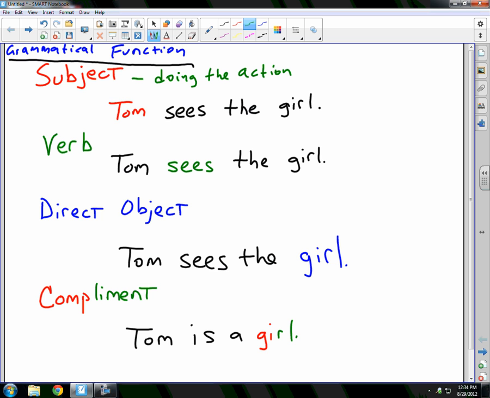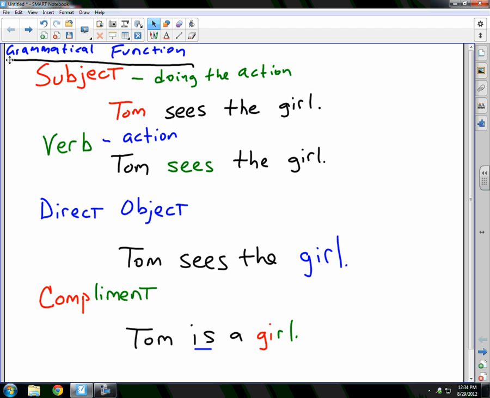The next sentence I have is the verb. The verb, Tom sees the girl, is the verb. The verb is the action, the actual action in the sentence. It can also be, as we see down here in is, a be verb.